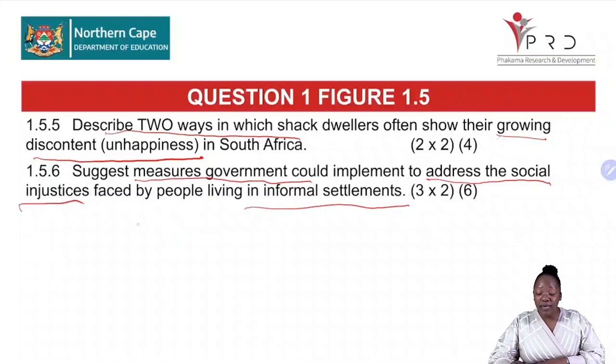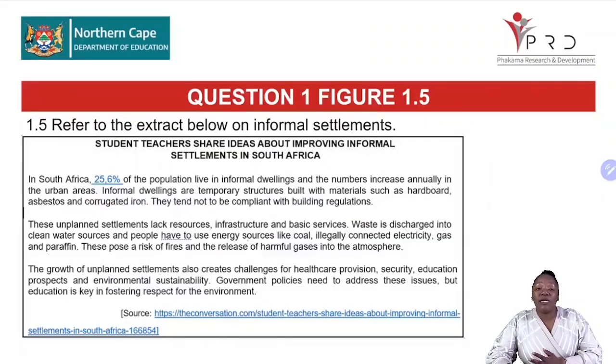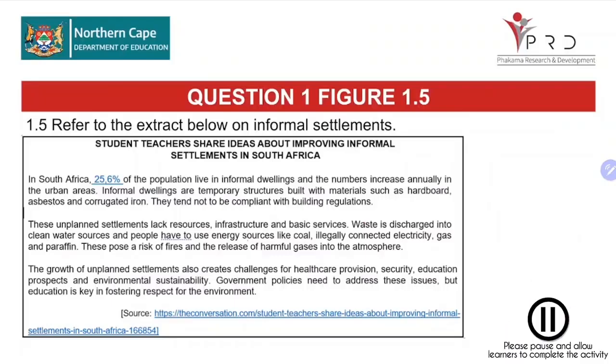As we have seen, the question did not say suggest 3 measures, but by looking at the mark allocation, it says 3 times 2, meaning you need to give 3 responses. So now that we have seen the 6 questions, I'm going to go back to the extract so that you read the extract on your own, and then after that we proceed to the questions. I'm going to give you 3 minutes to read the extract on your own, and then after that we'll display the questions.